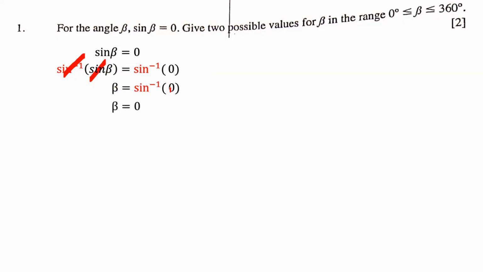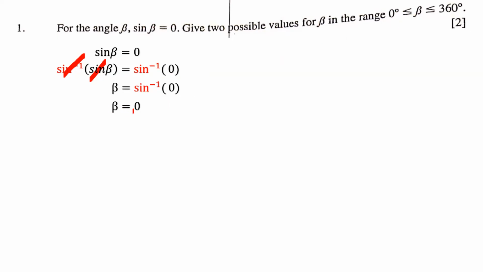And what is sine inverse of 0? Well, sine inverse of 0 is just 0. And so what that means is the beta value that solves this equation is 0. That's one of them. If I do sine of 0, sine of 0 is definitely 0. So we found one beta value that solves this equation, and this beta value is definitely in the range because it's between 0 and 360, and we know that 0 can be included and 360 can be included.